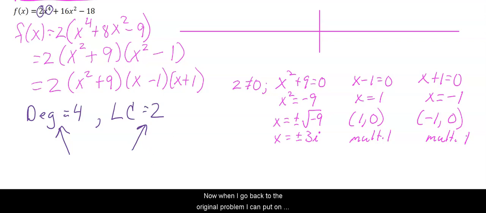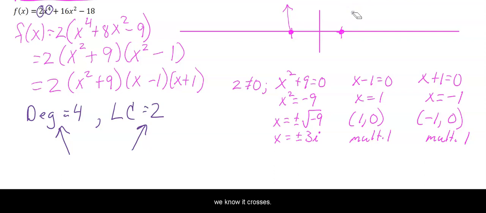Now, when I go back to the original problem, I can put onto the graph where these x-intercepts are. I have 1 at 1, and I have 1 at negative 1. When I put them on there, it's supposed to go up in both directions. That means that my graph has to be looking something like this. The question now is, does it bounce or does it cross? And the answer is, it probably is going to cross.